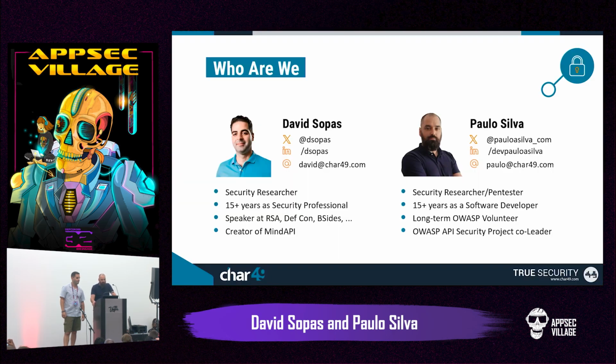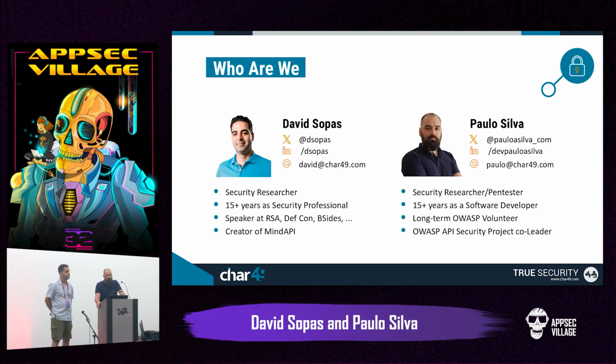My name is Paulo Silva. I'm a security researcher and pen tester at Shark49. But I started as a software developer. I did it for more than 15 years, which was plenty of time to make all sorts of mistakes. I'm also co-author of something that you may have heard about, the OWASP API Security Top 10. But the topic here today is another one.